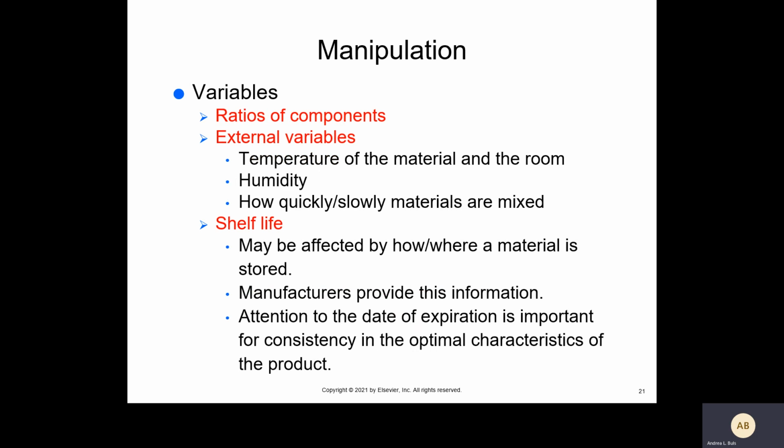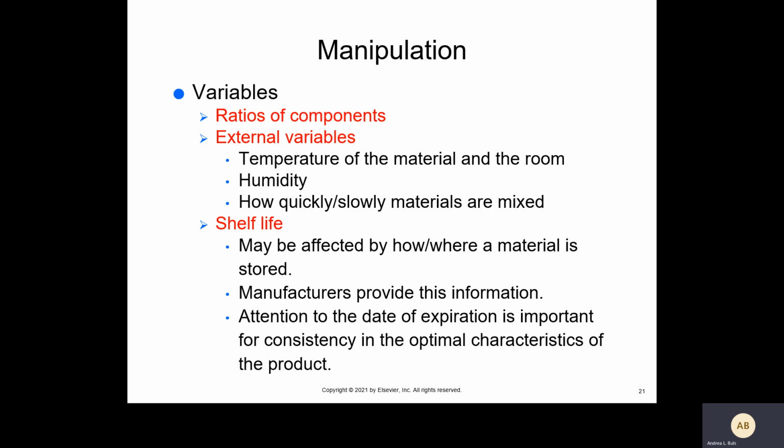Different variables with manipulation are the ratio of components. In today's world, things are done so nicely and in pre-measured packets or in the little guns that do exact amounts that need to be mixed together. When I was an assistant, we eyeballed it, or we used measuring spoons or plastic cylinders, things like that. And there was always room for human error. So ratio of components is very important.